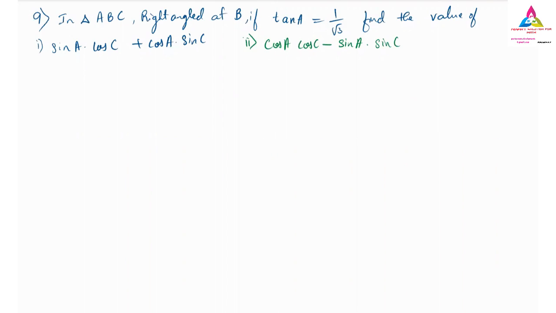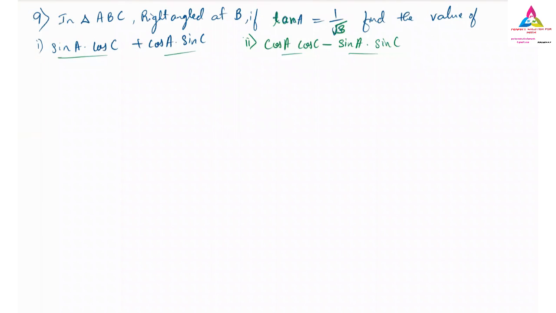Okay, all of you listen here. In a triangle ABC, right angled at B, if tan A is equal to 1 by root 3. See here, they have mentioned the tan A value, tan A is equal to 1 by root 3. And also they have told us to find the value of sin A into cos C and cos A into sin C, that is the first one. And the second one, they have told us to find cos A cos C minus sin A sin C.